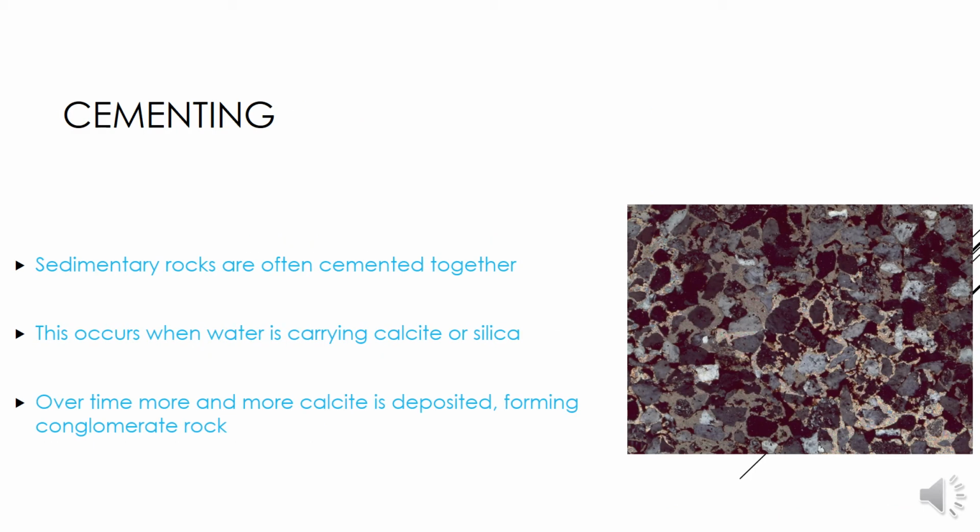Cementing. When we talked about sedimentary rocks, we talked about the cement that puts them together. This occurs because of groundwater carrying minerals such as calcite or silica. Over time, more and more calcite is deposited, forming conglomerate rock.